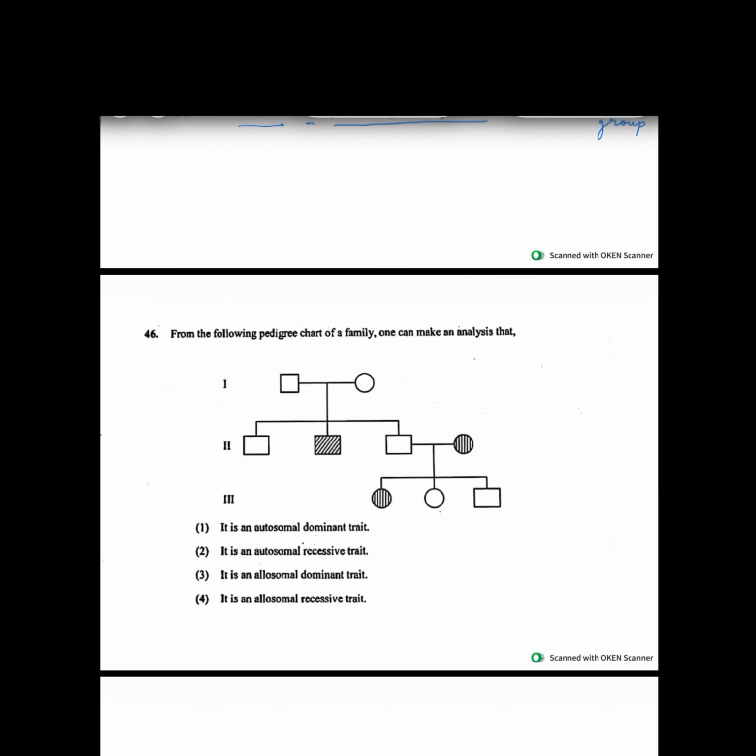Pedigree chart of a family. One can make an analysis that, based on 1, 2, 3 generation, you can come to the conclusion autosomal recessive trait, where you will be seeing unaffected parents and children are affected.